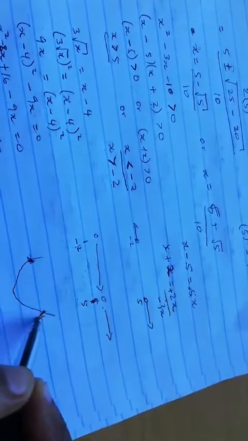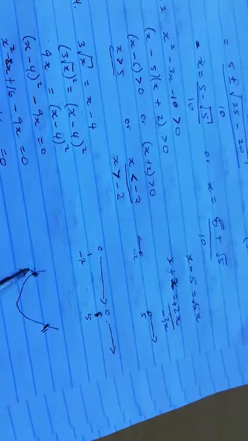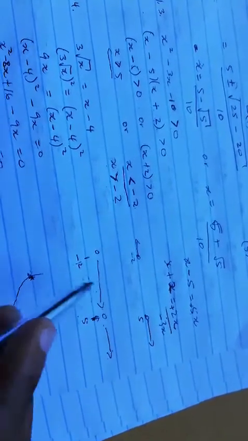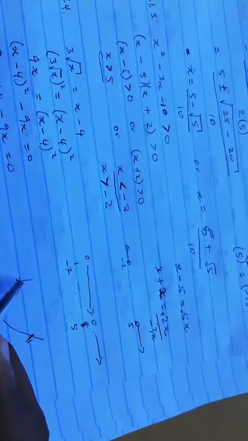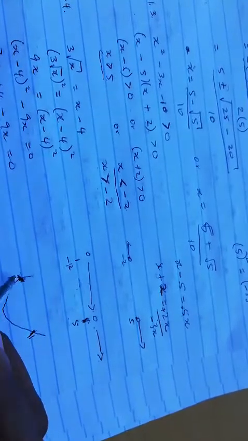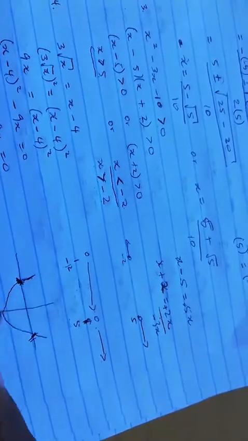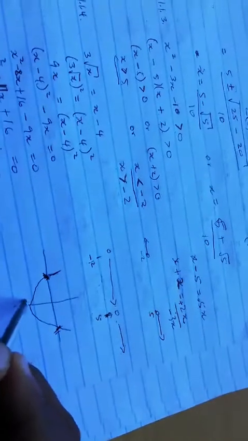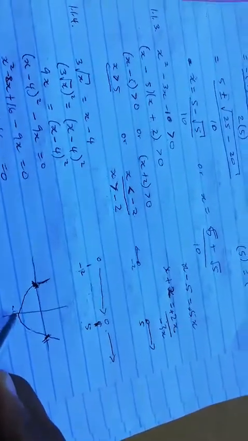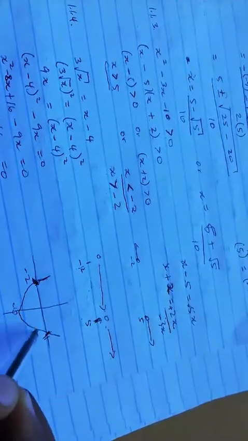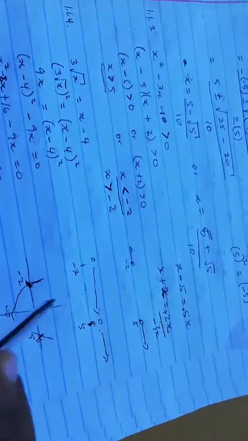So now we're looking for a part where y is greater than 0. So that means this will be -10, and then this will be -2. That will be 5. Then yeah, it's fine.